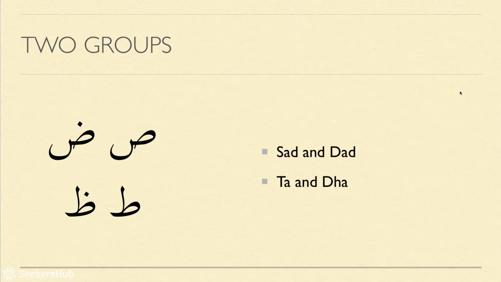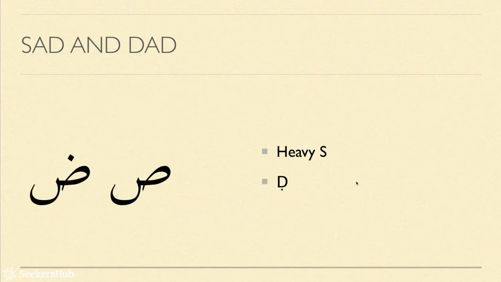The Sad, Dad, Ta, Da. So this is the Sad, here, Sad, Dad, Lad, Ta, Ta, and Dha. Dha. So let's look at the Sad and the Dad first.